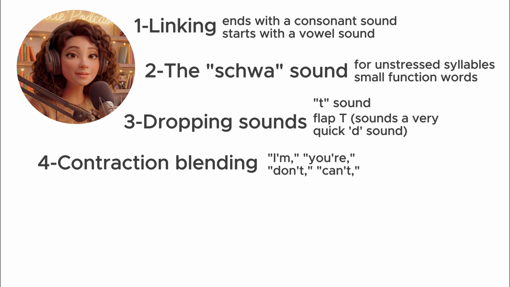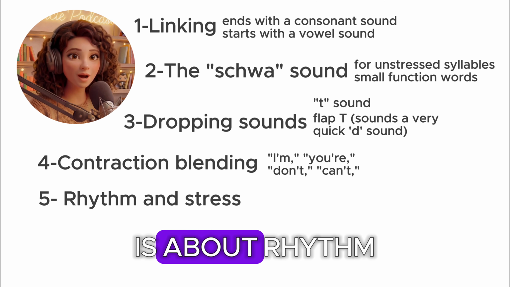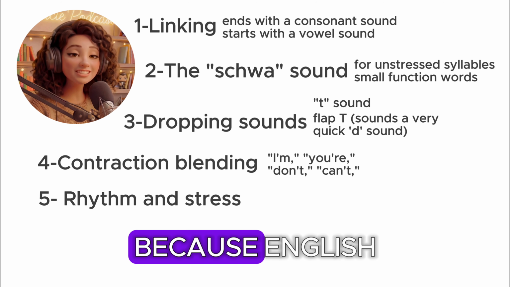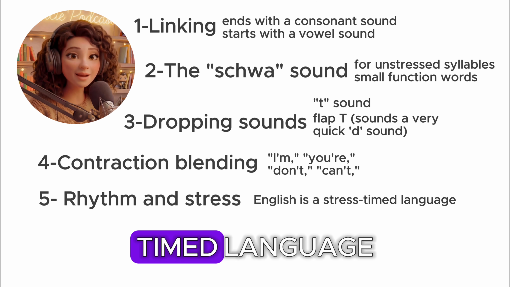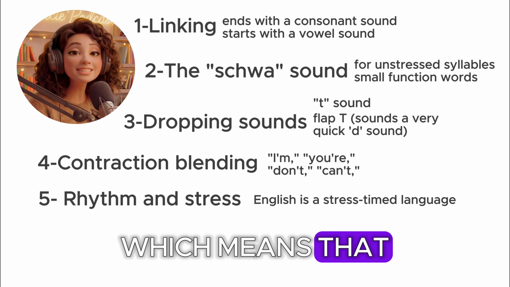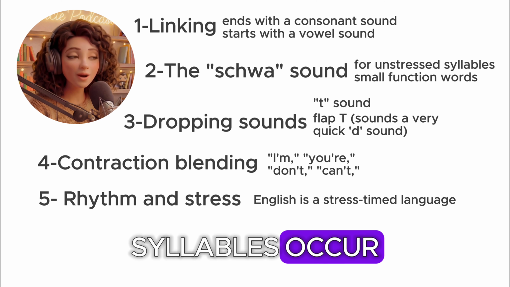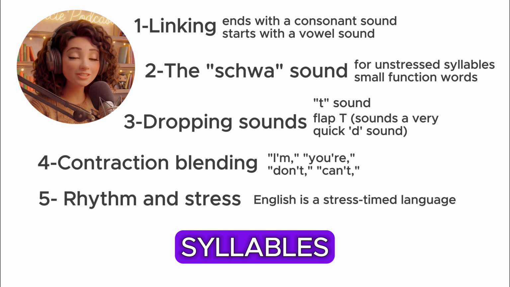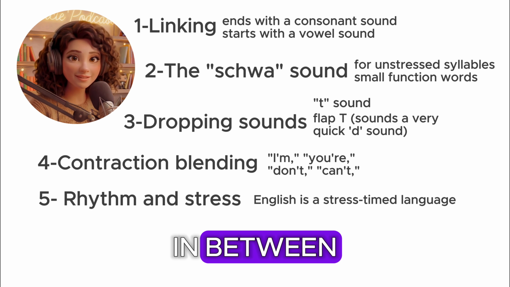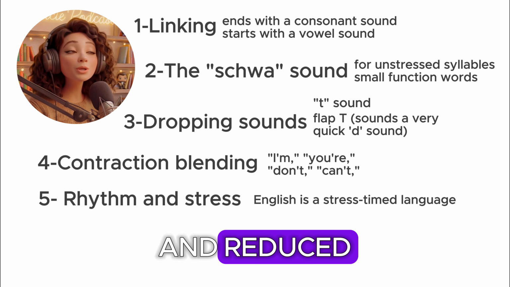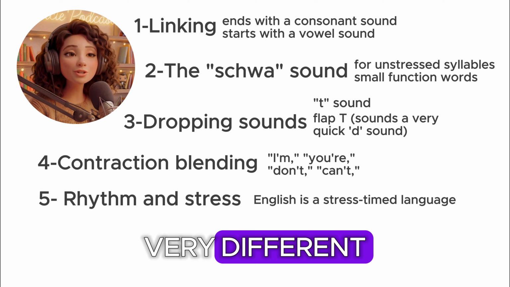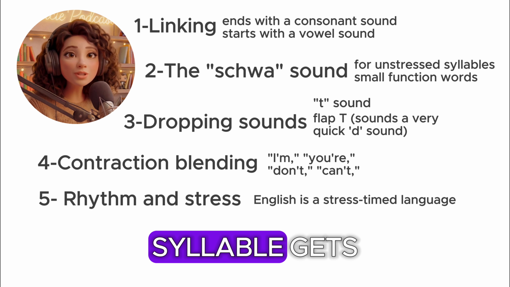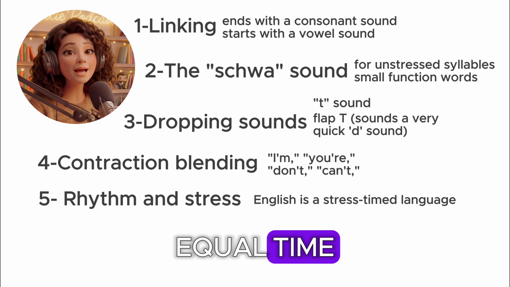The fifth pattern is about rhythm and stress. And this is crucial because English is a stress-timed language, which means that stressed syllables occur at regular intervals, and unstressed syllables get squeezed in between. They get shortened and reduced. This is very different from syllable-timed languages, where each syllable gets roughly equal time.